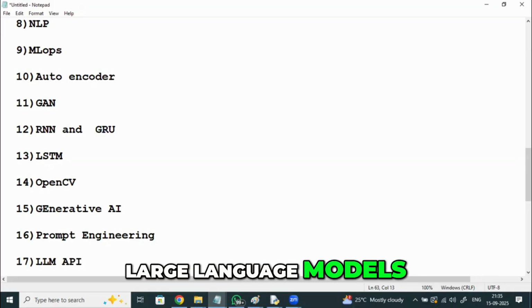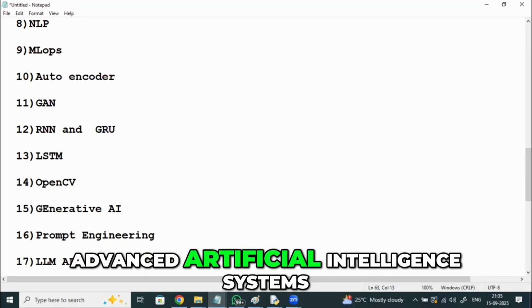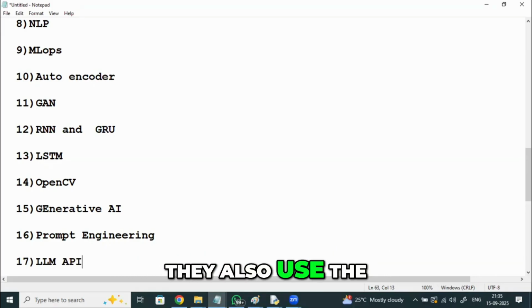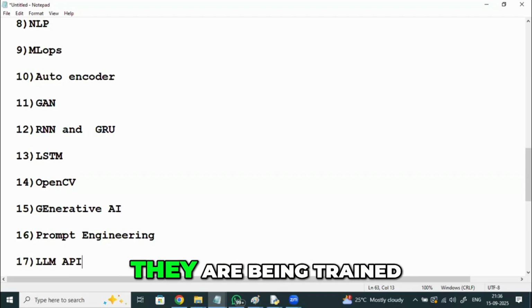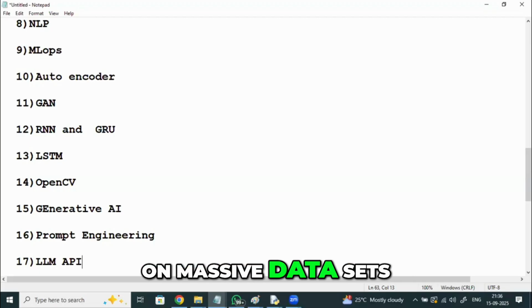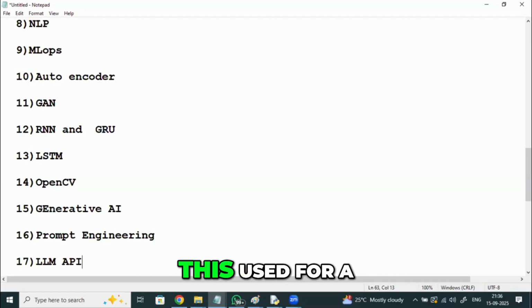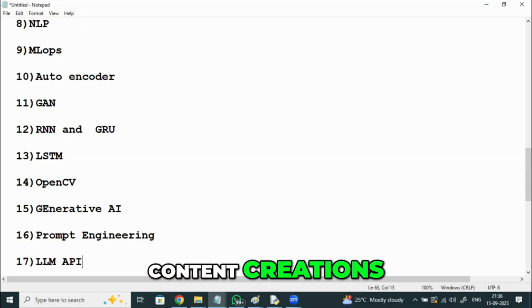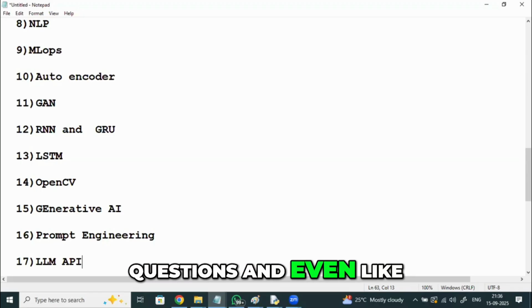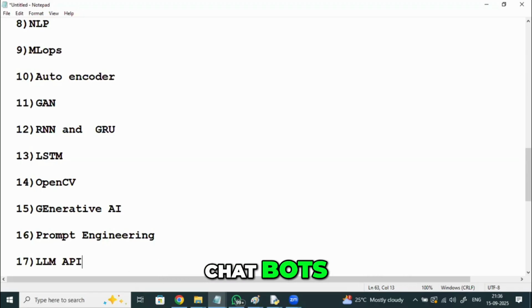Large language models are advanced artificial intelligence systems. They use deep learning to understand and generate human-like text. They are trained on massive datasets. Generally, they are used for translation, summarization, content creation, answering questions, and even powering chatbots.